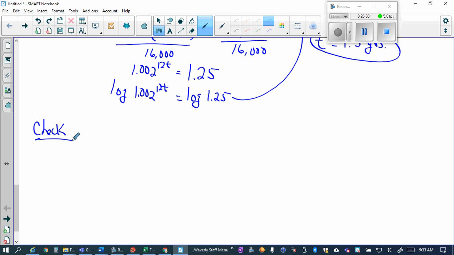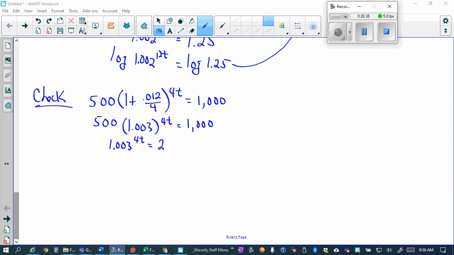$500, 1.2%, right? Compounded quarterly, so it's over 4. So the 4t needs to equal $1,000. Okay? So you guys take a minute, and I want you to solve that for the amount of time in years. t is time in years. I've gotten it down to where you can start taking the log of both sides with the same base. What's the base of the log you're going to use, guys? 1.003, because that's the base of that exponential.